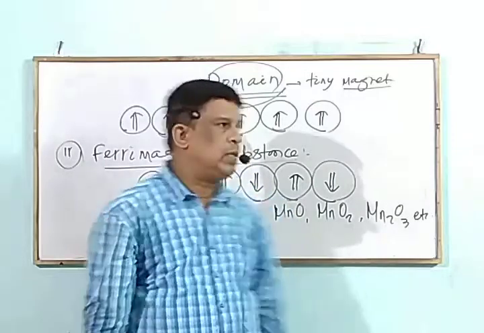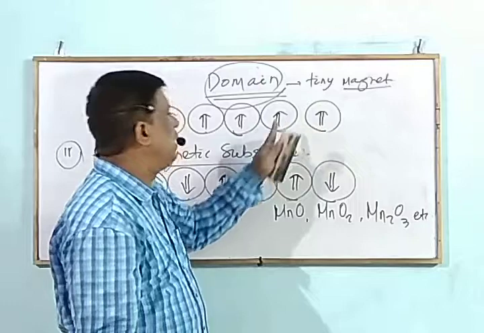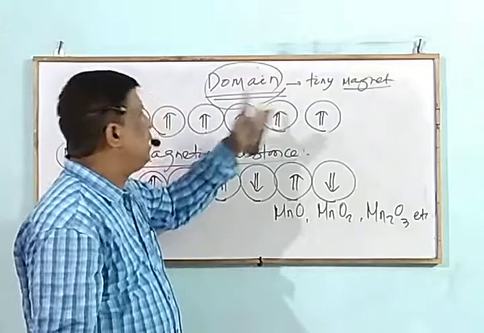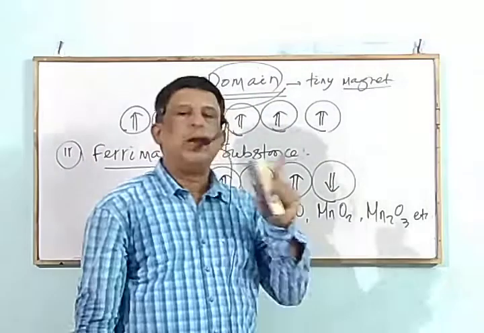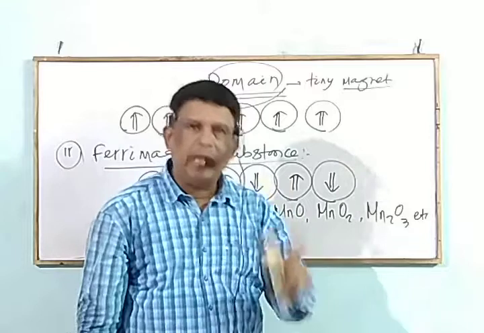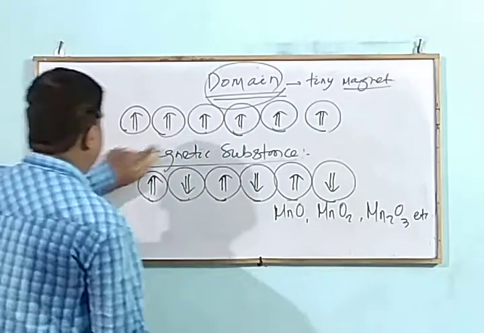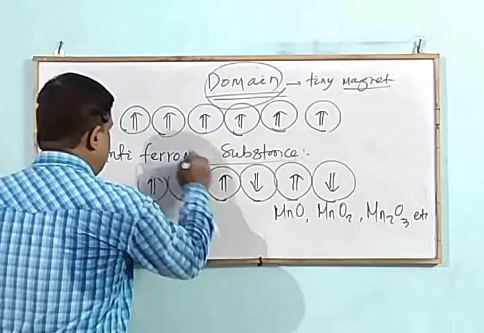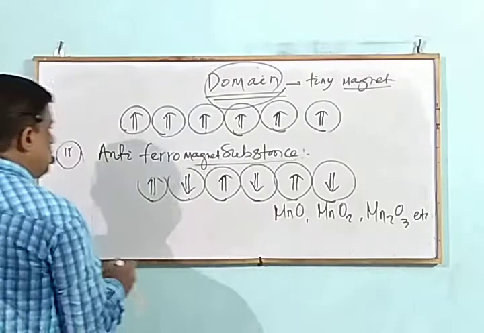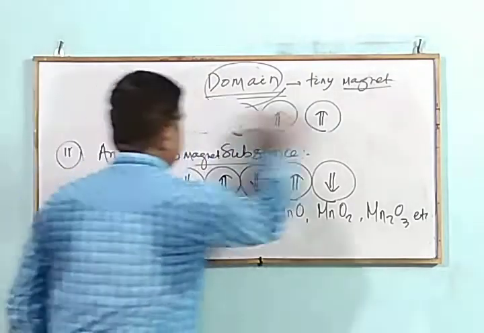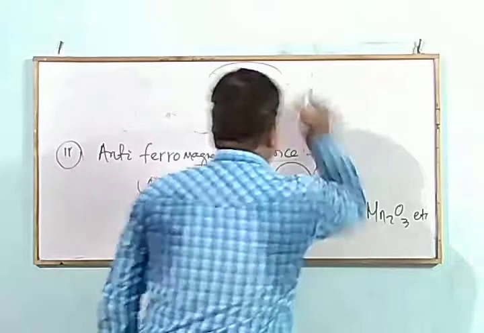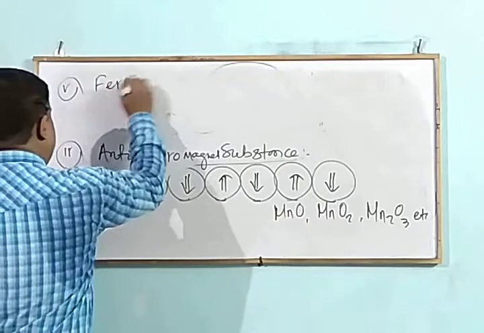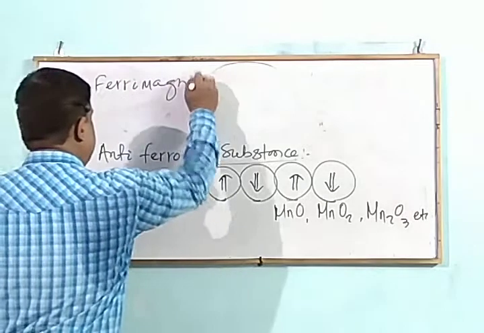Last ones: point 1 diamagnetic, point 2 paramagnetic, point 3 ferromagnetic, point 4 antiferromagnetic. This one is known as antiferromagnetic. And the last one is ferrimagnetic substance.